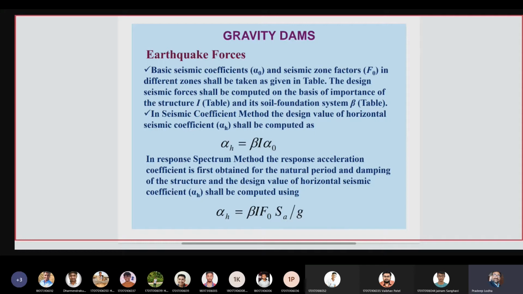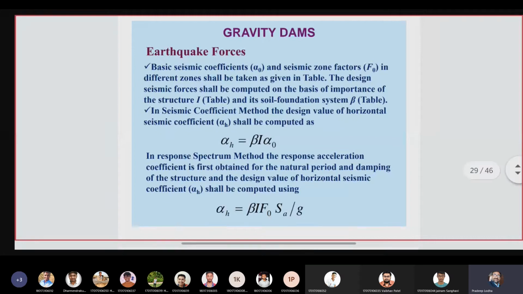We will see how alpha h is important in terms of the calculation of the earthquake forces. So here you can see the basic seismic coefficient, alpha h, for the seismic coefficient method. First, I'm looking at beta I alpha 0, where alpha 0, on top of this bullet 1, you can see is the basic seismic coefficient alpha 0. This is from IS code 1893. We can take the values directly, and I will show you in the next slide how alpha 0 is calculated.